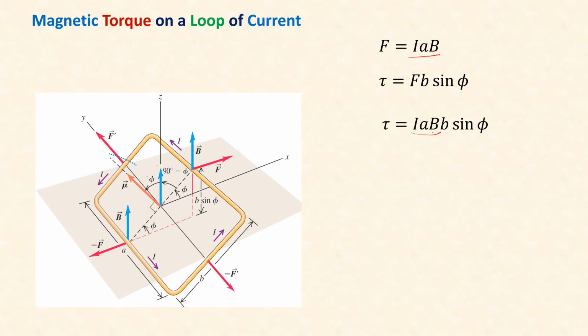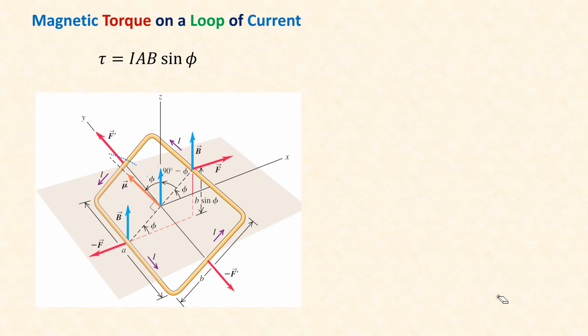You have capital B meaning magnetic field. Lowercase b is the length of the side of the loop. And then you can put A and b together, I A b, B sine phi. And what is A b? A is the length of the loop, b is the width of it. A b is the area, isn't it? So that's the area. So you can replace it by area. So it becomes I times area times B times sine phi. And so this is the result. The torque is I times A times B times sine phi.